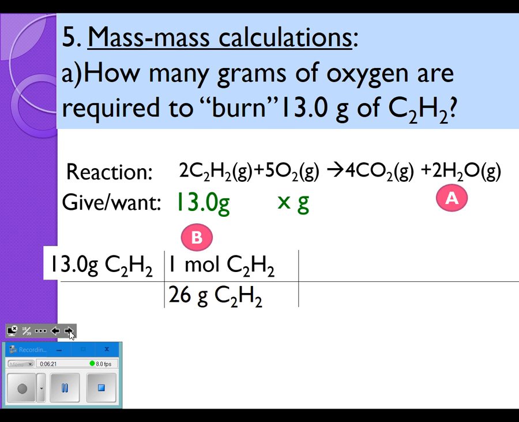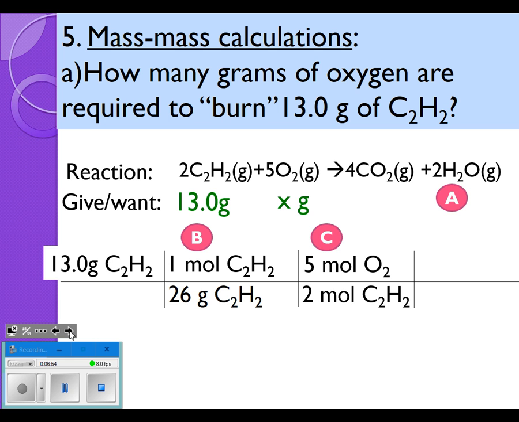That finishes part B. Step C would be to make the mole-to-mole ratio. Put your moles of given on the bottom and the moles of what you want to find on top. The moles of our given we get from the coefficient. In front of C2H2 in the reaction is a 2, so we'll put 2 moles on the bottom. And we want to find oxygen, and in front of the O2 is a 5, so we'll put 5 moles of oxygen on the top.